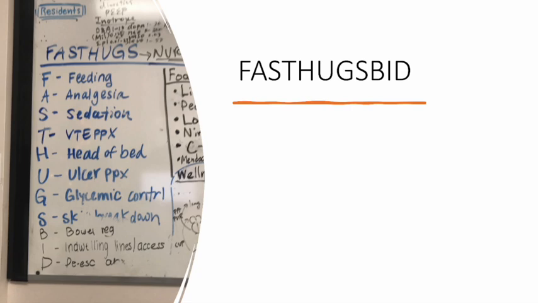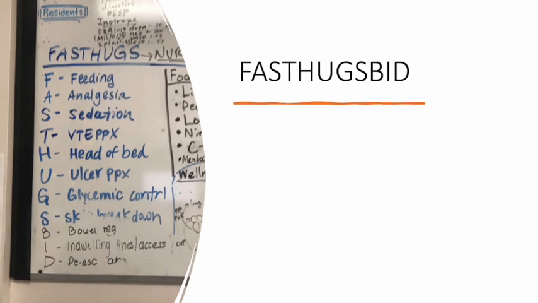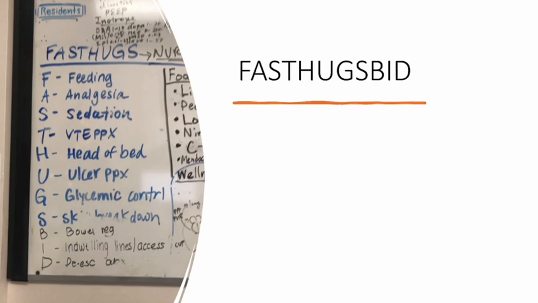And we want to remove any unnecessary lines. So you can briefly mention whether or not that the patient has a central line or an arterial line. If they don't need it anymore, consider removing it. And finally, D is for de-escalation of antibiotics. Briefly mention what antibiotics the patient is currently on. And if they're on broad antibiotics, consider de-escalation to more targeted therapy.